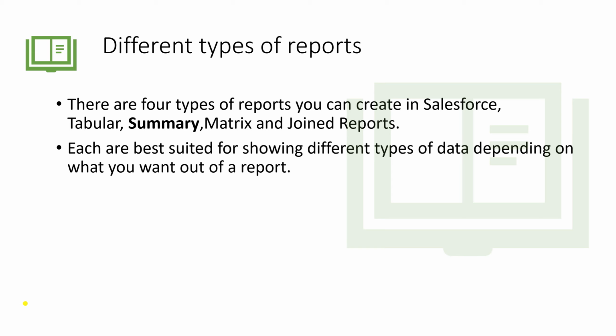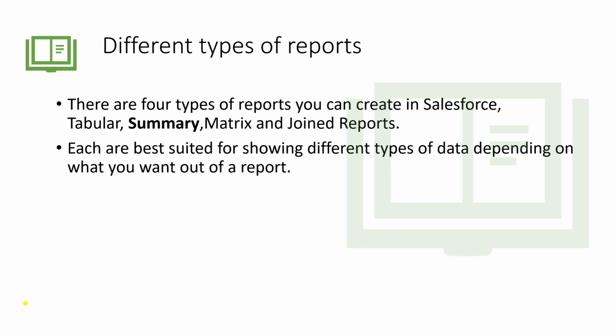Now we'll be moving into another slide, that is, different types of reports in Salesforce. There are four types of reports in Salesforce you can create, right? First is tabular, second is summary, third is matrix, and fourth is joint report. I'll be taking this topic in my next video, and I'll be explaining it in a much easier and better way, so that you can grasp the difference between tabular, summary, matrix, and joint report, right guys?